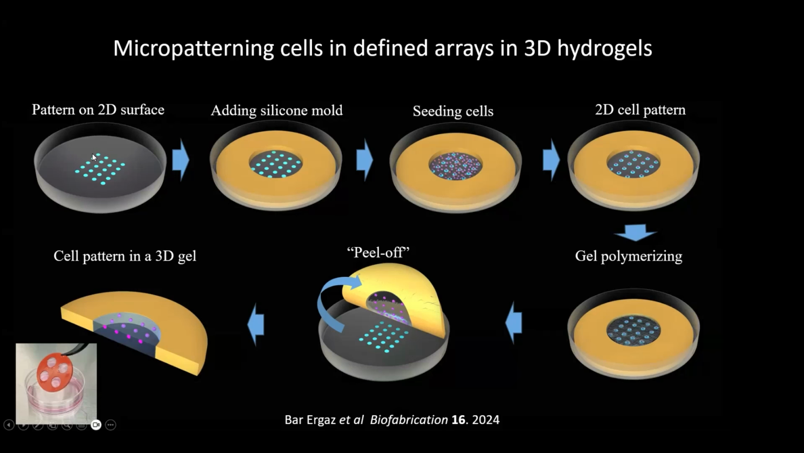You can go to that paper, but basically we start with a 2D pattern on a cover slip. We start with creating an adhesive pattern on a cover slip. Here we use a mask from the clean room and a UV light that goes through the mask, creating the adhesive pattern.